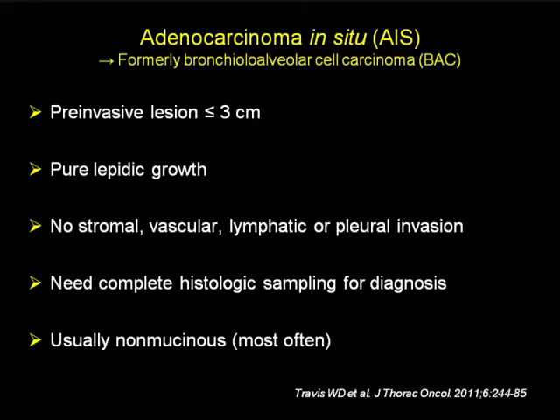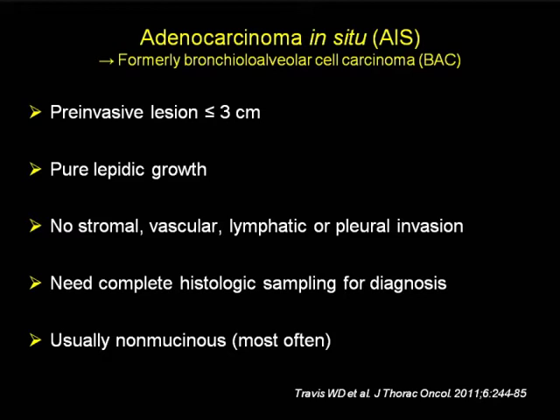Adenocarcinoma in situ is therefore the new term for previous bronchioalveolar cell carcinoma. These are pre-invasive lesions. They have pure lipidic growth, so no stromal invasion. Also no vascular, lymphatic, or pleural invasion. Because of that, to make the diagnosis of adenocarcinoma in situ, we need the complete sampling of the lesion so that we can make sure there is no stromal invasion. And this is one of the limitations of using transthoracic biopsy for these lesions.